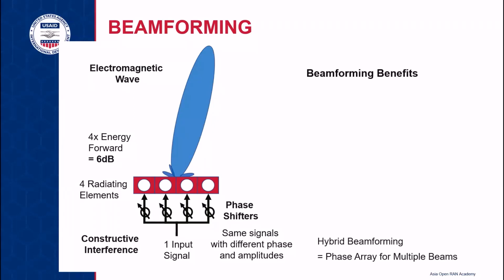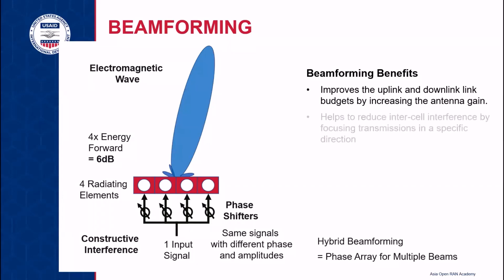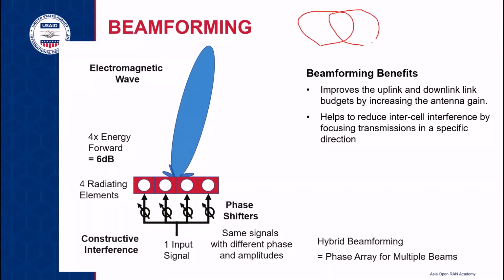Yan. So anong mga benefits ng beamforming? It improves the uplink and the downlink link budget and increasing the antenna gain. And then it helps to reduce intercell interference by focusing yung transmission natin sa specific direction. Kasi dati, meron tayong isang beam na hindi natin makontrol, and then meron tayong isang beam na naman na hindi makontrol. So, in this area, this is an interference zone. Kasi parehas tayo ng frequency. Okay? So, meron tayong interference zone.